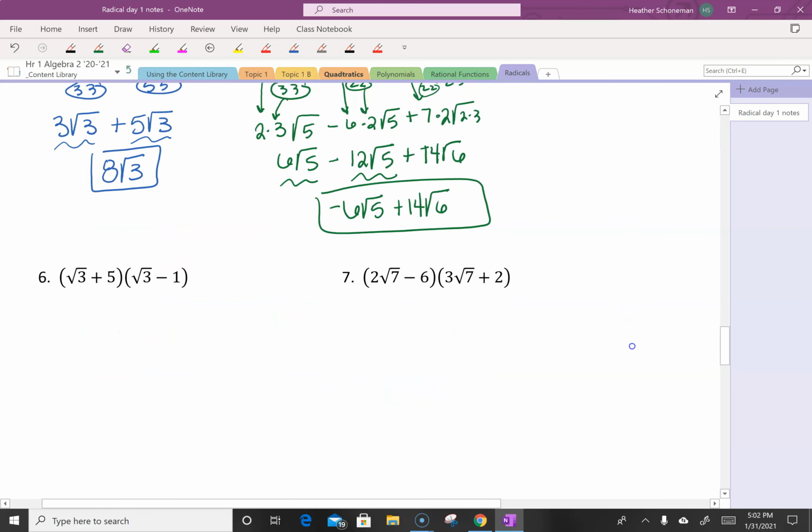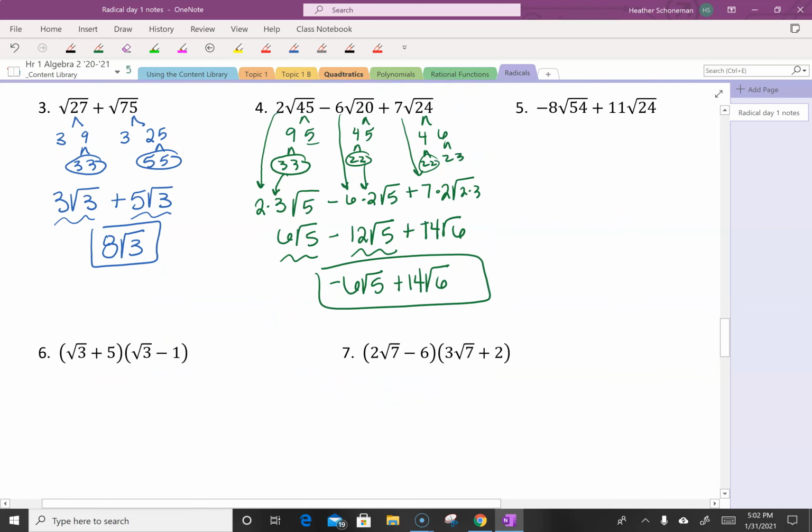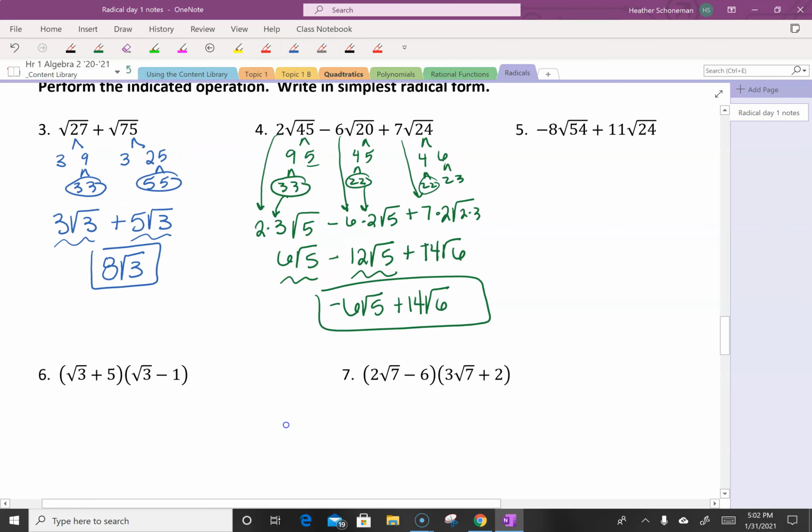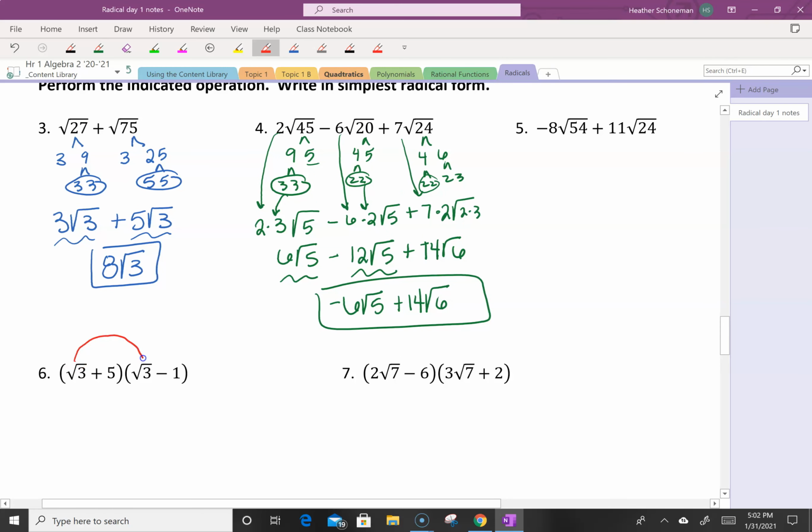Okay, let's try multiplying. So we'll do 2 of these and then we can be done. On number 6, first I want to multiply the square root of 3 times the square root of 3. Well, that really is a square root of 9, which is just 3, right? So that's 3. Negative 1 times square root of 3 is negative 1 square root 3. This is 5 square root 3. And this is negative 5.